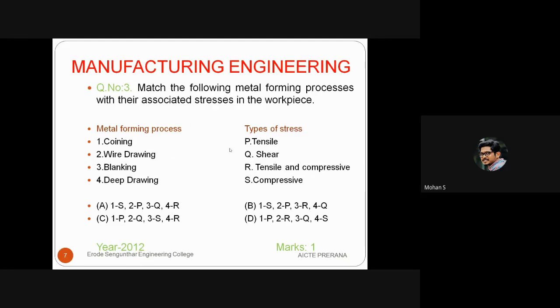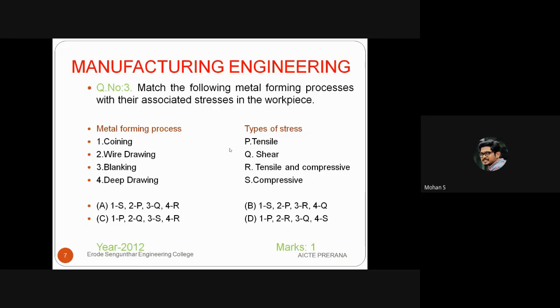On the right hand side, they have given types of stresses. The first is tensile stress. The second is shear stress. The third option is tensile and compressive stress, where both tensile and compressive stress are acting. The last option is compressive stress alone. They have matched coining with compressive stress. The second point is wire drawing, which they have paired with tensile stress.